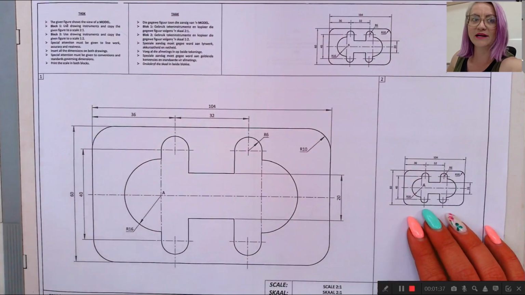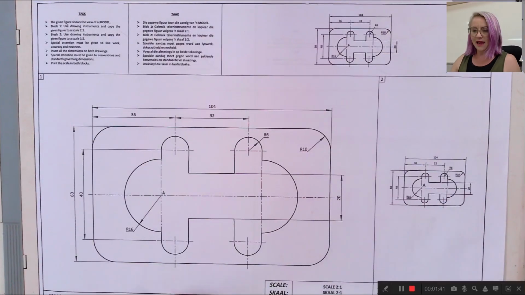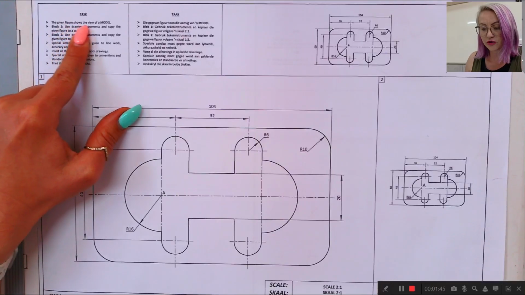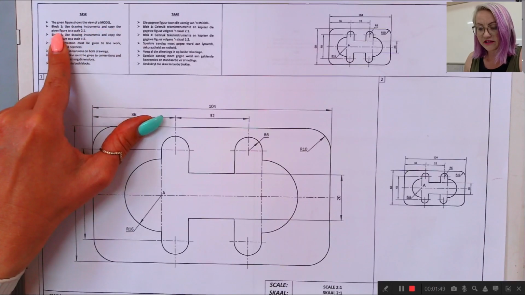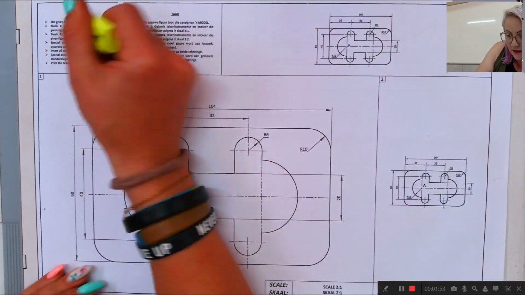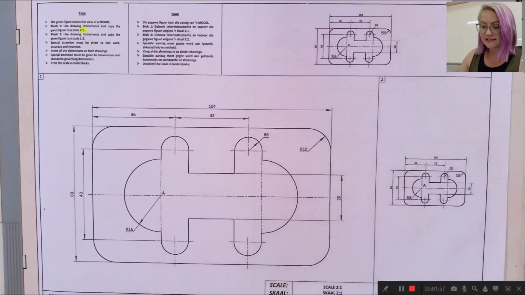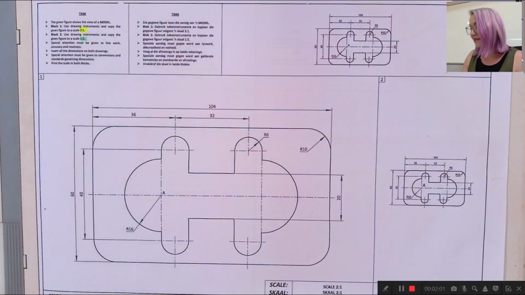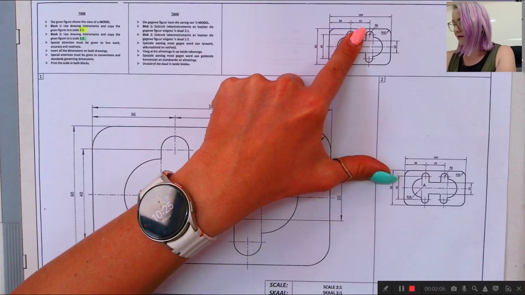My tip regarding how to get that right and ensure that this doesn't happen in an exam: when you read your question, the given figure shows the view of a model. Block 1, use drawing instruments and copy the given figure to scale 2 to 1. And then figure 2, they want you to copy it using scale 1 to 2. So immediately before I do anything else, I go and I convert my scales.